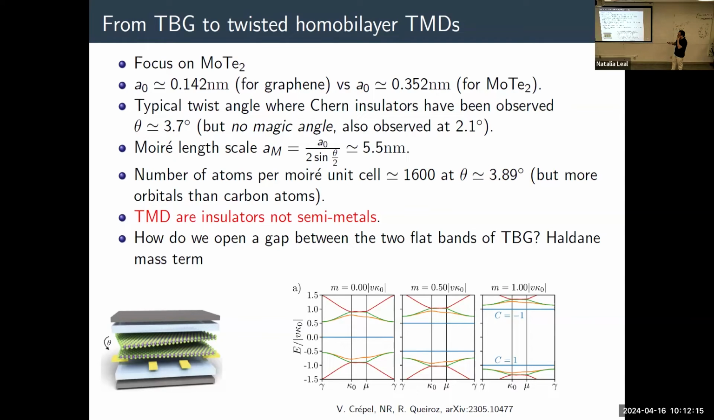Also, a big difference: the TMDs are insulators. They are not semi-metals like in the case of graphene. But actually, it's funny because you can relate the two systems by just doing what you did when you learned the Dirac equation and you want to recover the Schrödinger equation. So you can have a mass. If you work in the chiral limit, it's very funny because you have the two Chern bands with opposite Chern number. And if you have the proper mass, you will just split the two bands. And that's a way to connect to the physics of TMD.